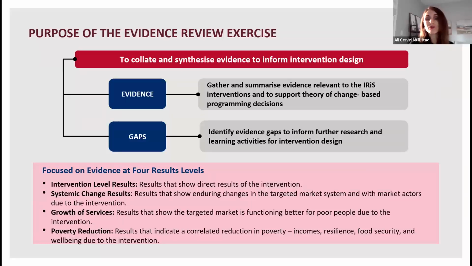In undertaking the evidence review, as mentioned before, we focused on the 6 IRiS original program results from the theory of change, looking at similar programs and interventions in the region to see if they produced results at 4 different levels, specifically at the intervention level, the systems level, results in growth of services, and poverty reduction results levels. You can see on the slide how we define each of the results levels.